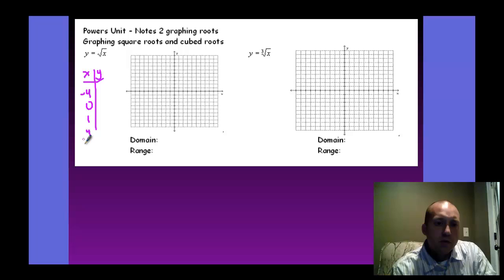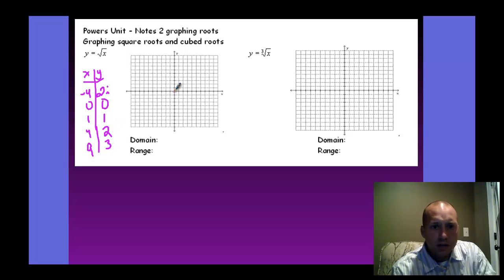And I skipped 2 and 3 for a reason, because we're going to plug them in here, and so it's going to be the square root of our x value. So the square root of -4 is 2i, and so we're not going to be plotting that. I just want to give you an example that the negative here, we don't really want to plot the imaginary solution. So 0 would be 0, 1 is 1, and the square root of 4 is 2. The next x value would be 9, and that would give us a y value of 3.